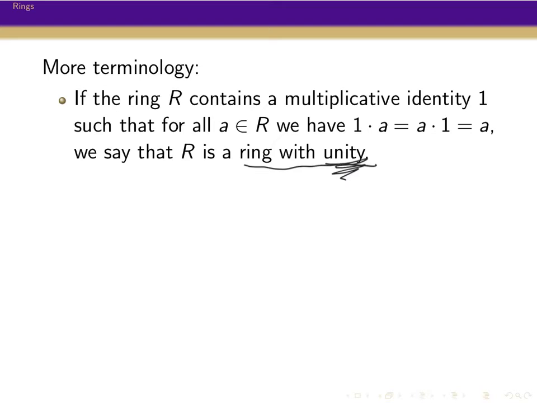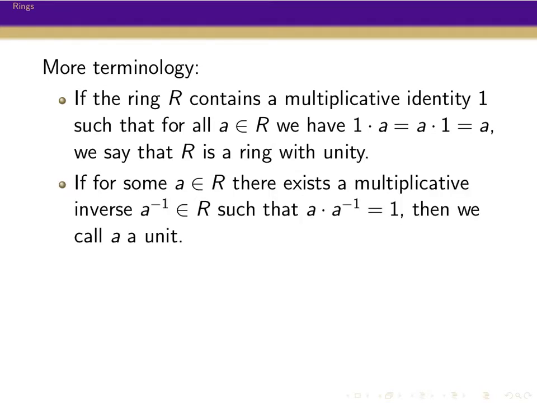Okay, and I think we use unity because in a ring, if it has a multiplicative identity, it also has an additive identity. And so this is to kind of break that up. Instead of just saying ring with identity, we want to certify that we're talking about a multiplicative identity.